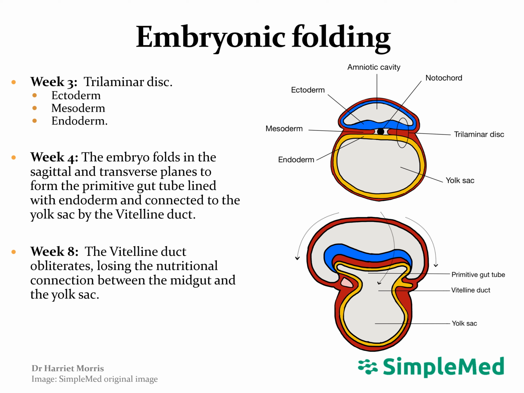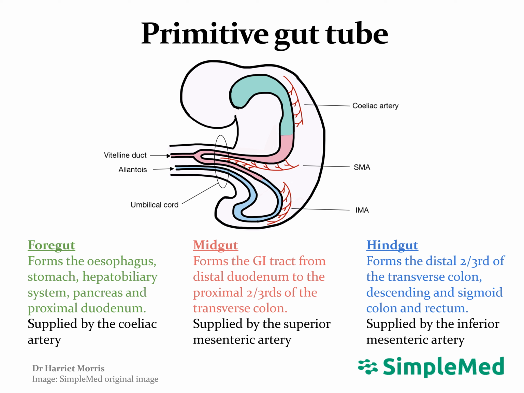Eventually, by week 8, the way the embryo folds leads to the obliteration of the vitelline duct, enabling the fetus to gain its nutrition now solely from the placenta via the umbilical cord. This diagram shows the embryo with its umbilical cord, vitelline duct remnant, and the primitive gut tube.